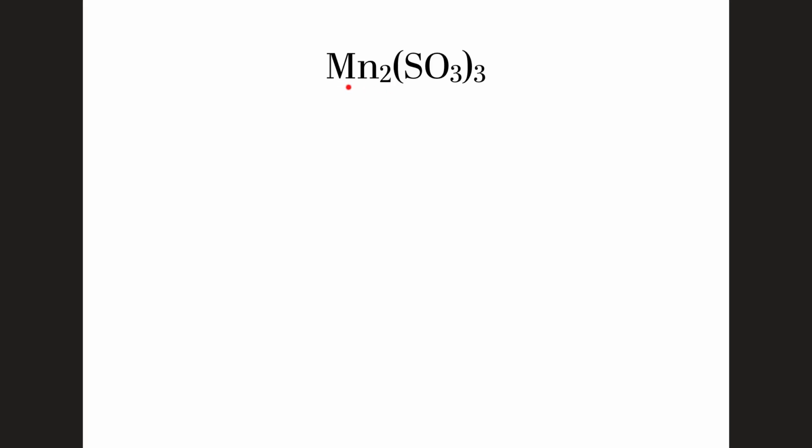So here we have Mn2(SO3)3, and we have 3 SO3s. Mn, we look on the periodic table, is in the transition metal block. It is manganese. So let's just write down manganese. We know it is a transition metal, so we're going to have something in parentheses to show its charge. We can now look at SO3, a polyatomic ion. We look at our list, if we don't have it memorized yet, and that is sulfite.